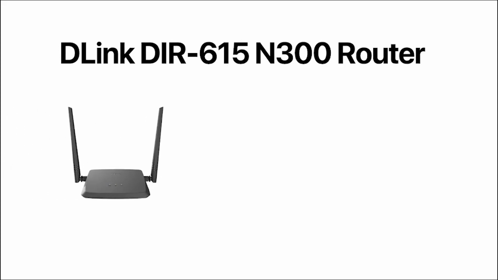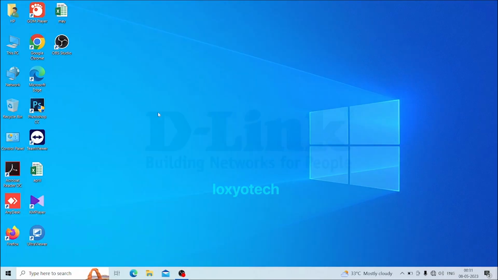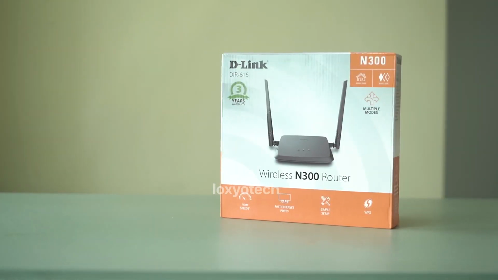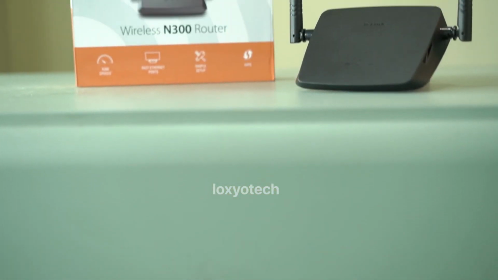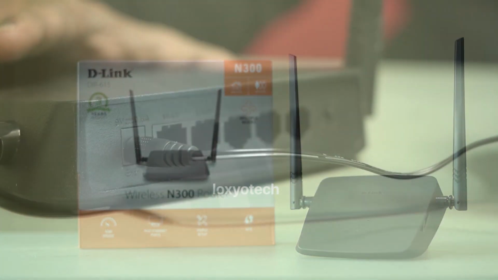Today in this video, I will show you how to configure the DLink N300 router as a repeater or access point. In this video, we will learn to configure some basic and advanced settings of the DLink DIR-615 router to work in repeater mode. Let's begin.